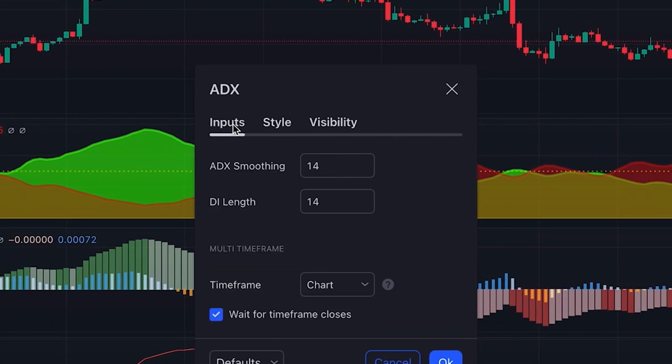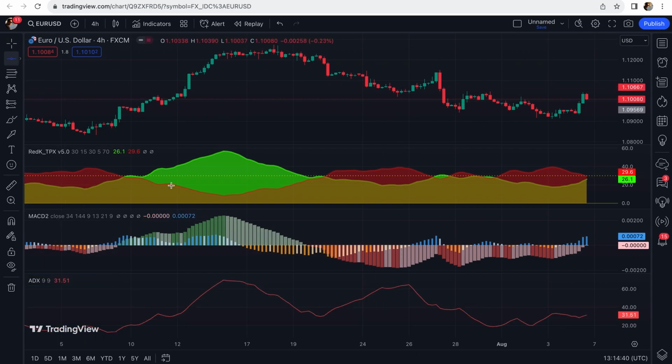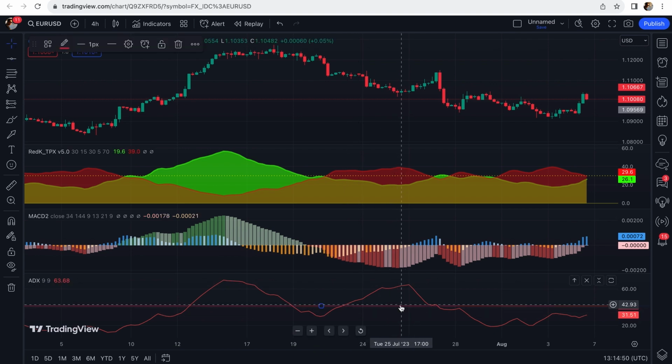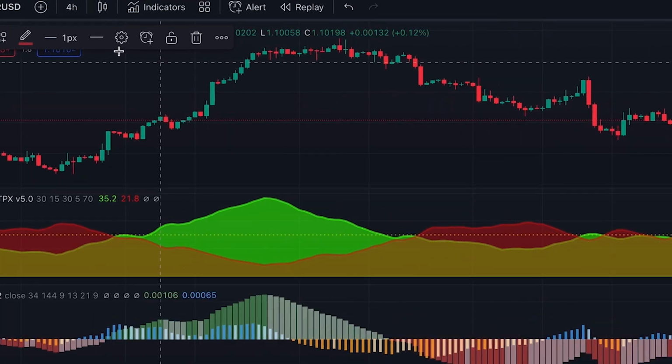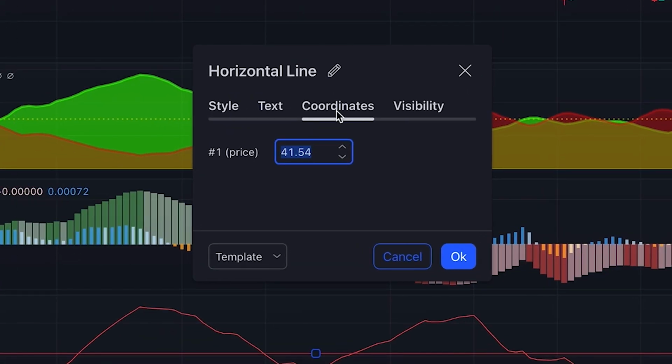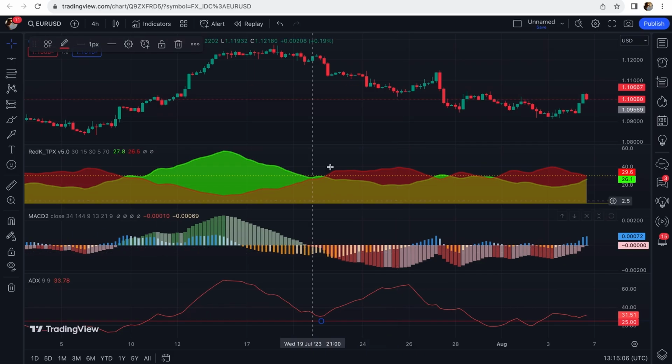Here in the inputs tab, for ADX smoothing we set it at 9, and for DI length also we set it at 9. And finally we add a horizontal line for ADX at the 25 level, and in case it's not set at 25, here in the line settings, in the coordinates tab, we can simply set it at 25. Alright, everything is already set on the chart, and let's see how we trade based on this trading strategy.